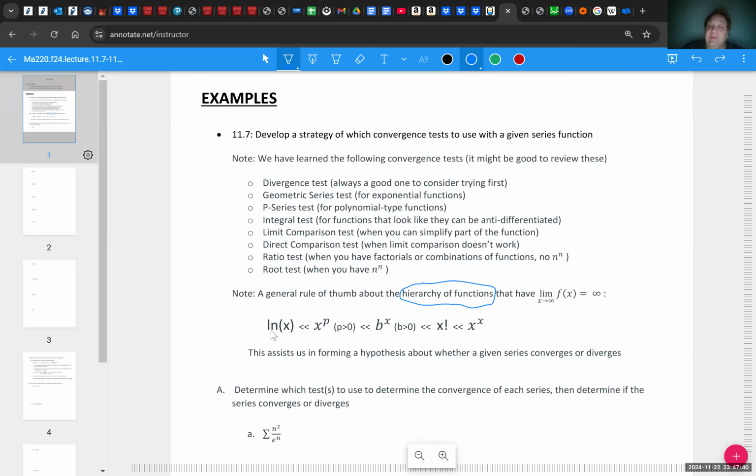I'm going to give you just a kind of fun visual idea of how this works by choosing a natural log function and graphing it, then a polynomial type function, then an exponential, and then a factorial, and then this x to the x type function, and show you visually what I mean by really, really different sizes. So all these functions are going to go to infinity. Let me just show you on Desmos.